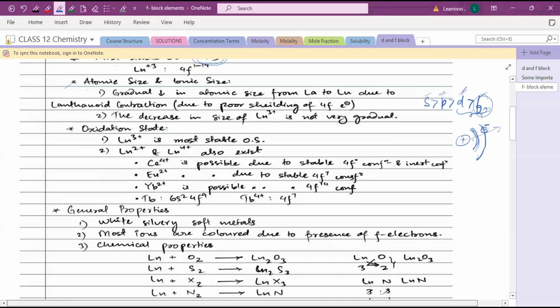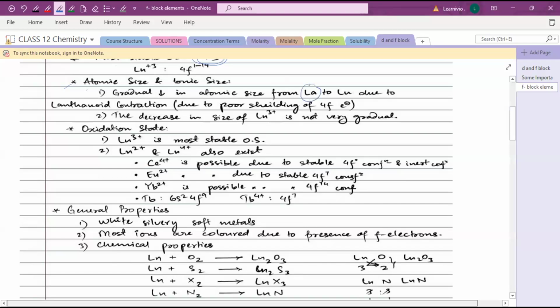Okay, so when the size increases, what happens? The shielding effect decreases. So in this case, F block elements, here the shielding effect is very poor. So due to the poor shielding effect, between the outermost electrons and the nucleus there is a stronger force of attraction, you can see. And this is due to the lanthanoid contraction. Okay. So you can see a gradual decrease.